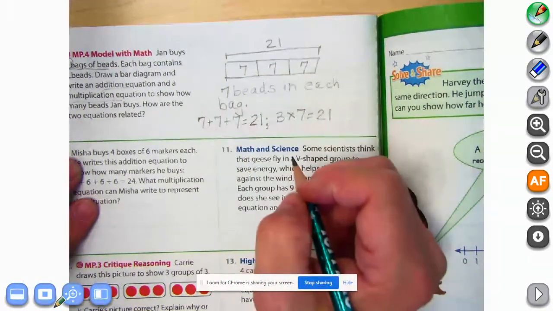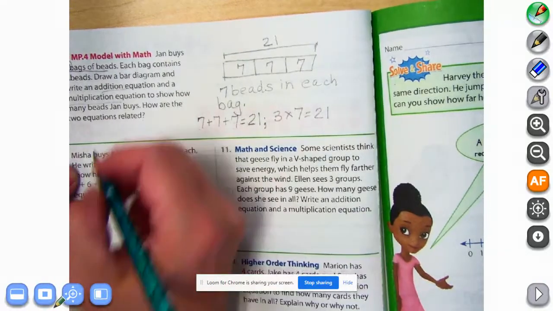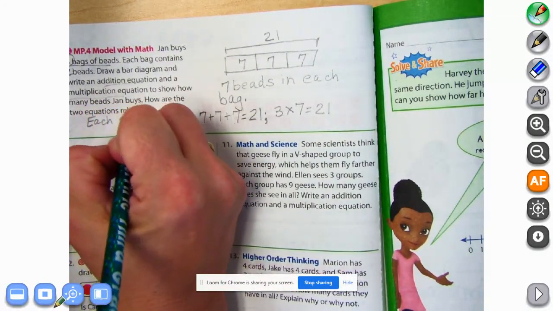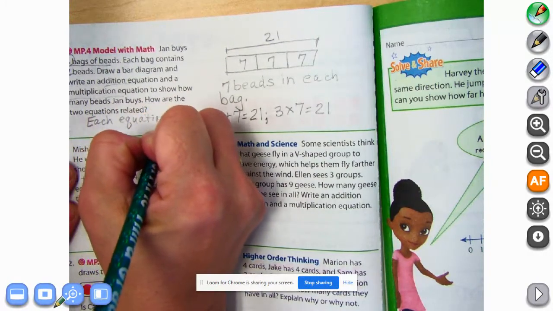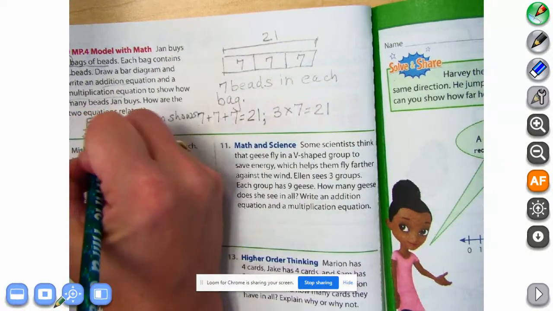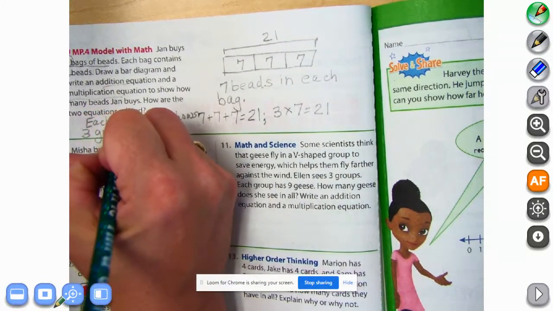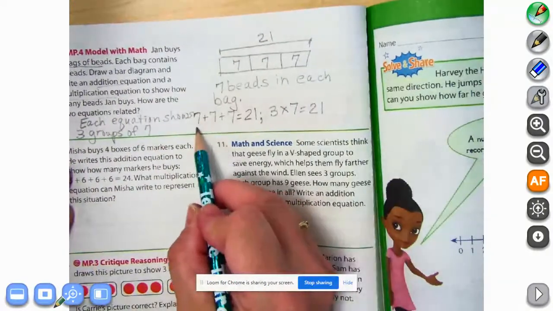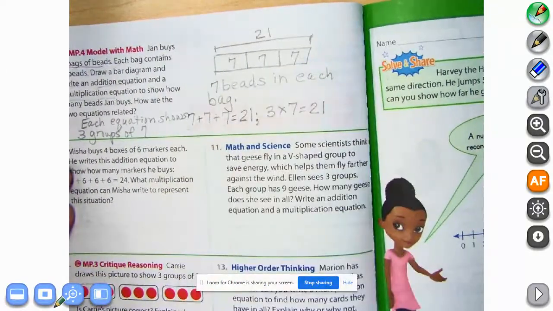All right, it says, how are the 2 equations related? Okay, each equation shows 3 groups of 7. This one shows 3 groups of 7, and this one shows 3 groups of 7.